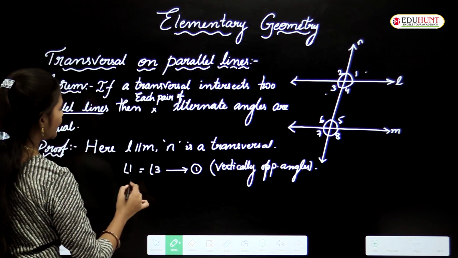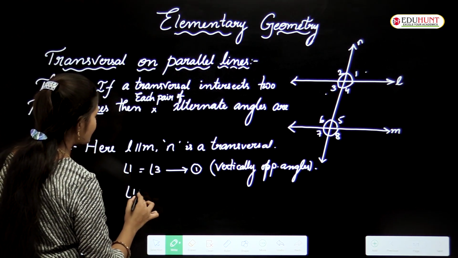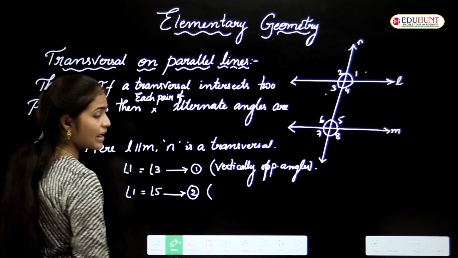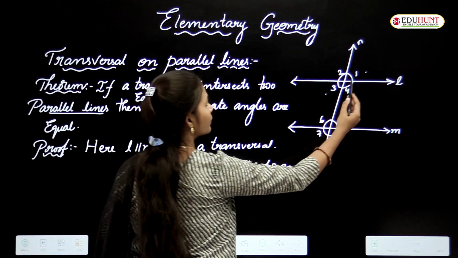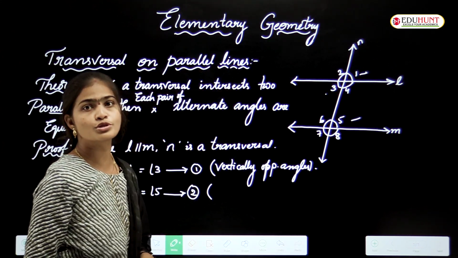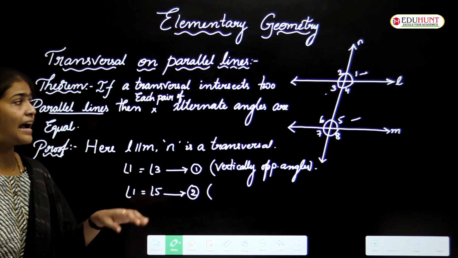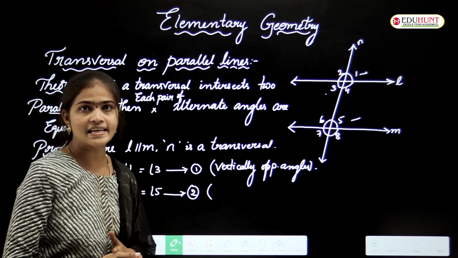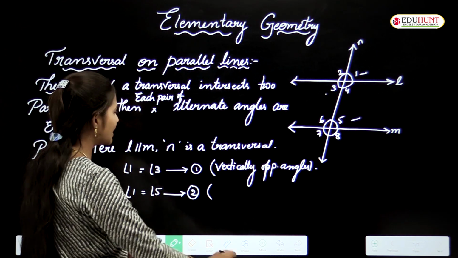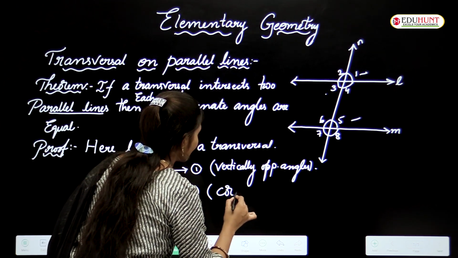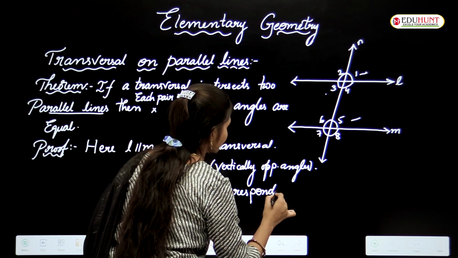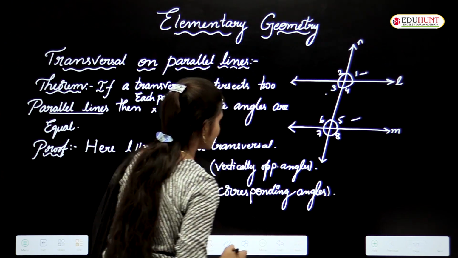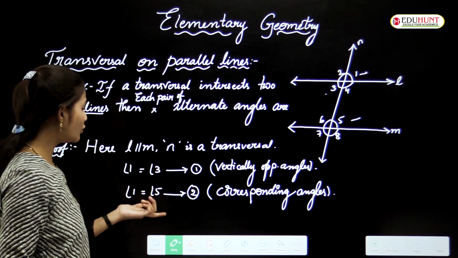Okay, and in the same way angle 1 is equals to angle 5. So this is the second condition. Why? Because angle 1 and angle 5, those two are corresponding angles, and we know that if the given lines are parallel, then corresponding angles are equal, no? So by using that condition, corresponding angles.